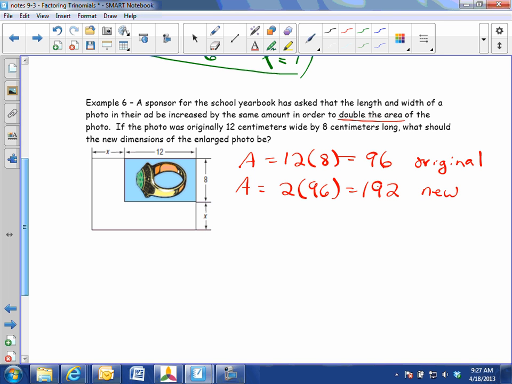Alright, so what can we do with this new area? What do we know it's equal to? Equal to 12 plus x times 8 plus x equals 192. Why do we have to say 12 plus x? Why isn't it just 12x? You're not multiplying it together. It's part of this. We just want to add x plus 12, and that's going to give us the whole new side.